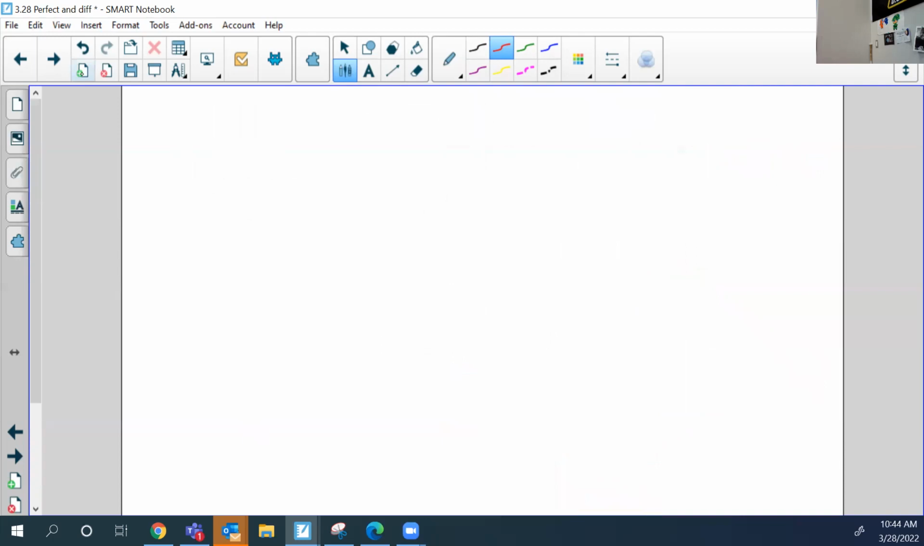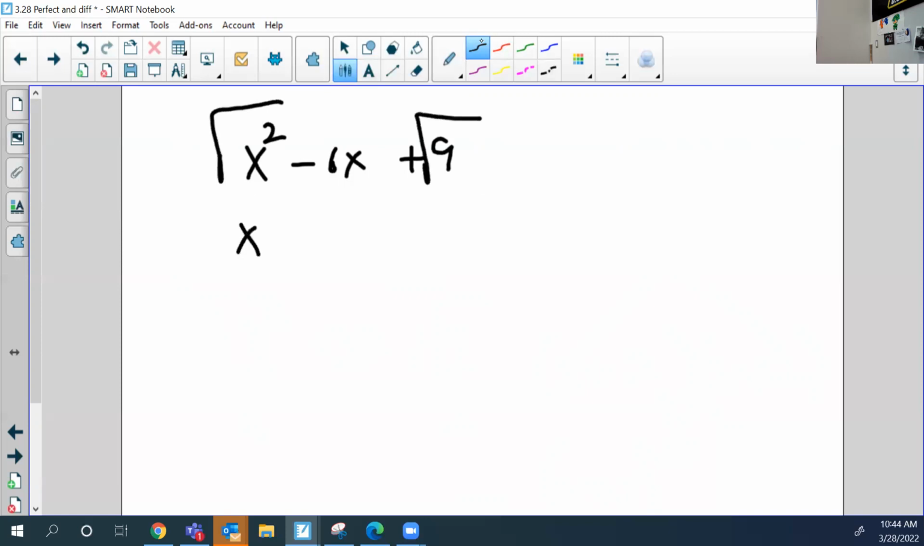Okay, let's do this one now. Let's see. We have x squared minus 6x plus 9. Okay, so you're going to ask yourself now, is this a trinomial? Yes, it's a trinomial. It's 3 terms. Is the first term a perfect square? Yes. Is the last term a perfect square? Yes. So I'm going to take the square root of x squared and the square root of 9. That gives me an x, this gives me a 9.